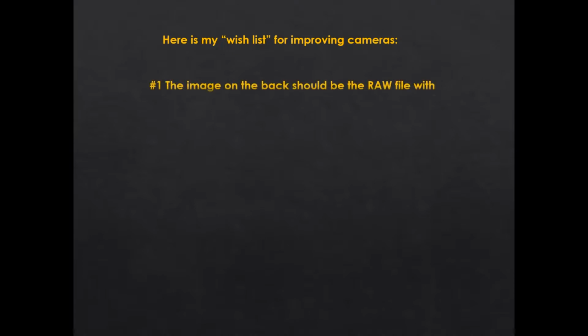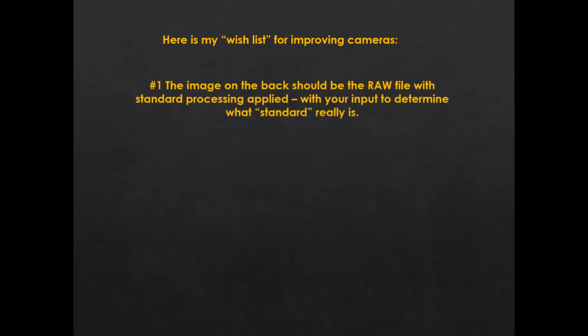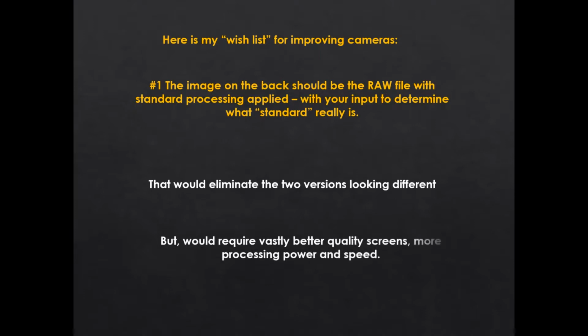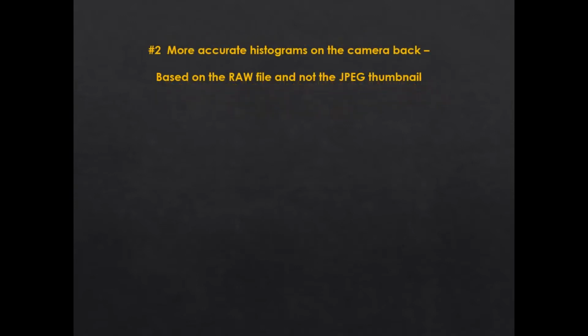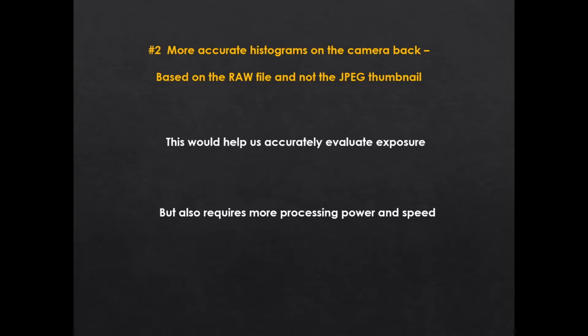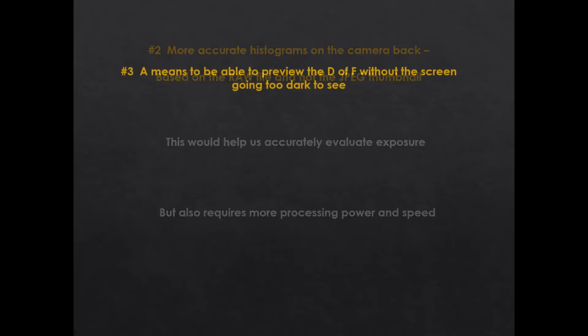And here's my wish list for improving cameras. Ideally, we'd like to be able to use the raw file to generate some sort of an image on the back of the camera with some sort of standard processing applied. But of course, this would really be difficult because although we'd eliminate this problem with the image on the back looking different, we'd need a lot more processing power in our camera, much better screens on the back, and that's probably not feasible at the moment. And of course, the second problem, the histograms, well, if we got the raw file to generate the histogram, we'd obviously be able to accurately evaluate exposure. But again, we need more processing power and speed.